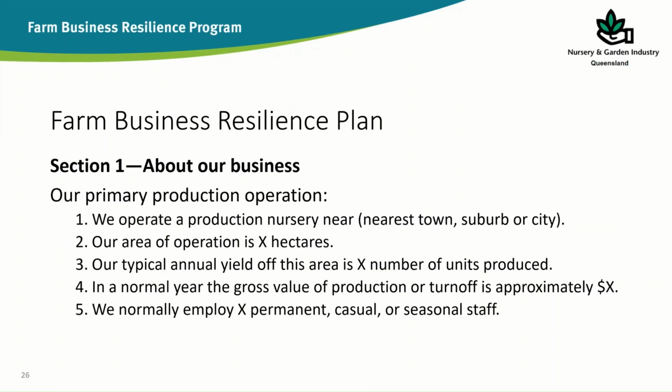Our primary production operation is where you add details of the primary production operation under 5 separate headings. For example, we operate a production nursery near whatever your closest town is. The area of our nursery is the area of the property. Our typical annual yield off this area is how many plants or units are produced. In a normal year, the gross value of the production is approximately so many dollars gross income from plant production. We normally employ so many permanent, casual and/or seasonal staff.